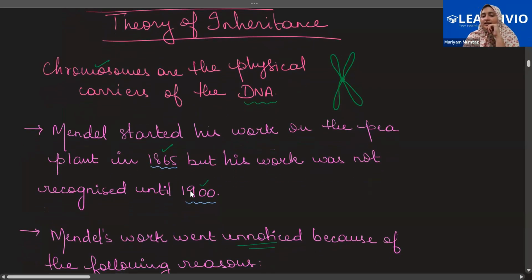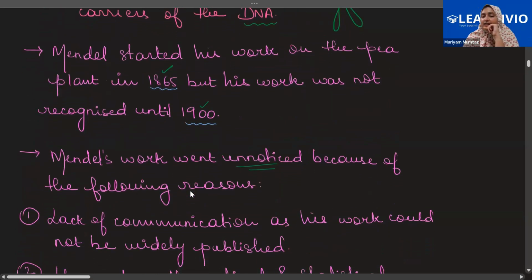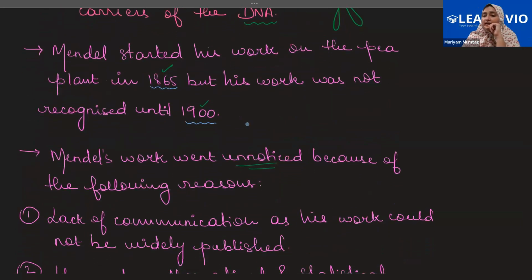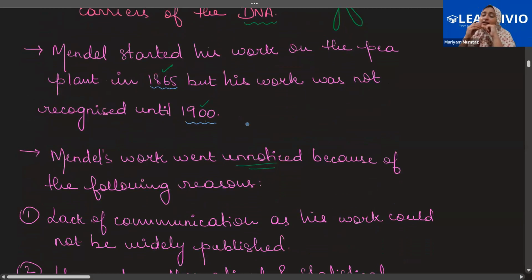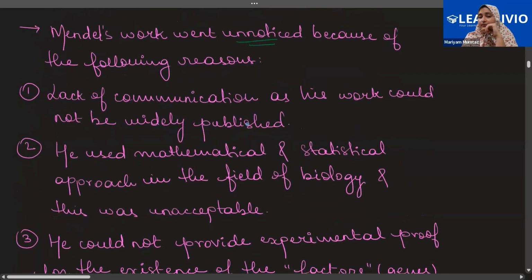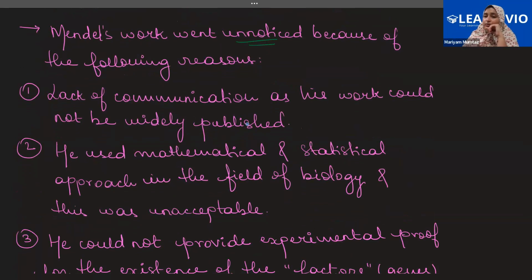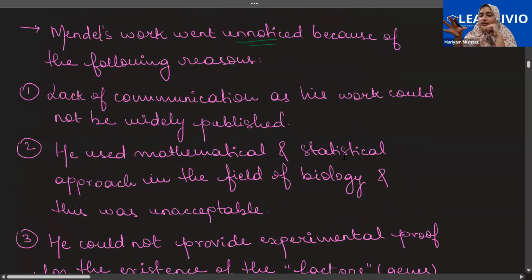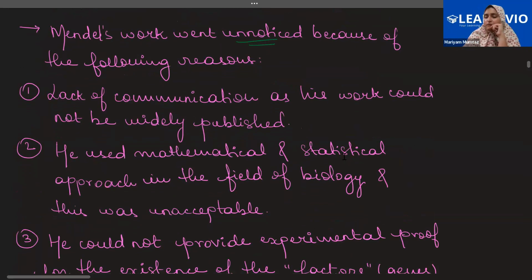Now, Mendel started his work on the pea plant in the year 1865, but his work was not recognized until 1900. Meaning, from the point that his work became popular, it was not recognized. People were not giving value to him. Poor Mendel. Why? Because first of all, at that point of time, communication was not that good. I mean, there was no Instagram and no social media, nothing at that point of time. So his work was very hard to reach a greater audience, and since it was not reaching the greater audience, it was not possible for many people to know about his work.